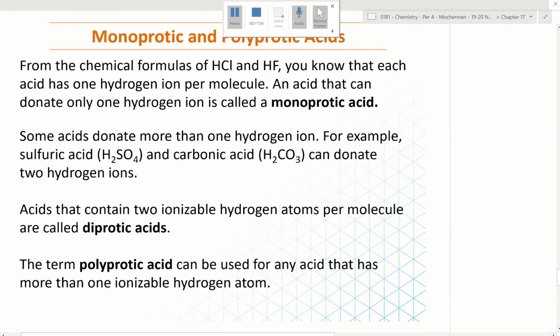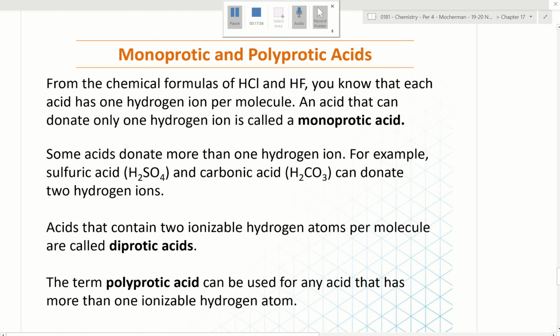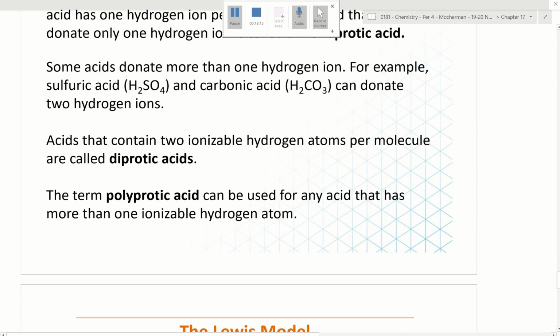We've already hit this, monoprotic versus polyprotic. I'll let you guys read through this, but if it only has one hydrogen that can be donated, it's monoprotic. If it has two, it's diprotic. Typically, if it has three or more, we call it polyprotic, but technically, diprotic acids are also polyprotic because there's more than one.